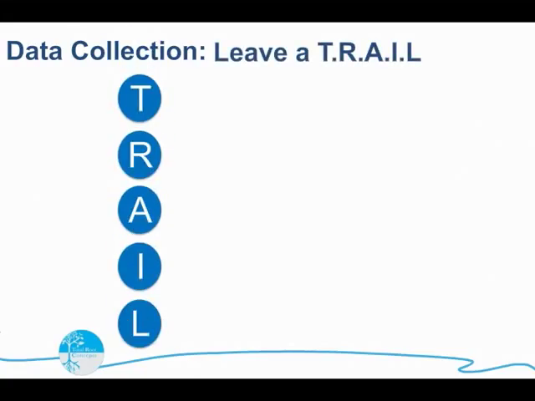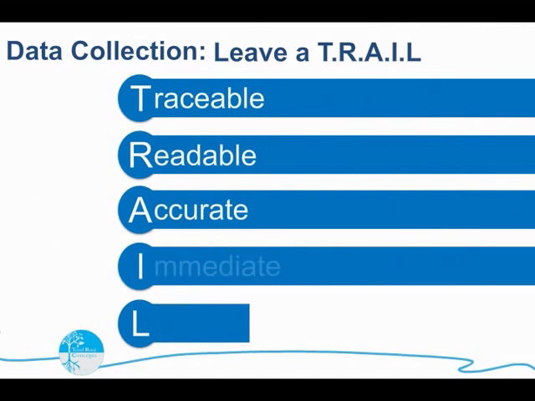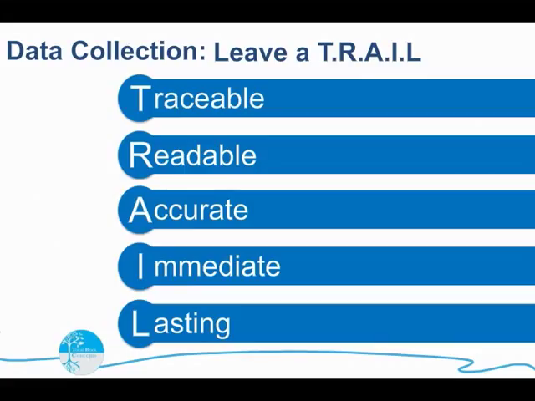We are all human and will make mistakes in both manually and electronically recorded data. But to minimize these mistakes, apply trail rules to data collection. Remember, traceable, readable, accurate, immediate, and lasting.